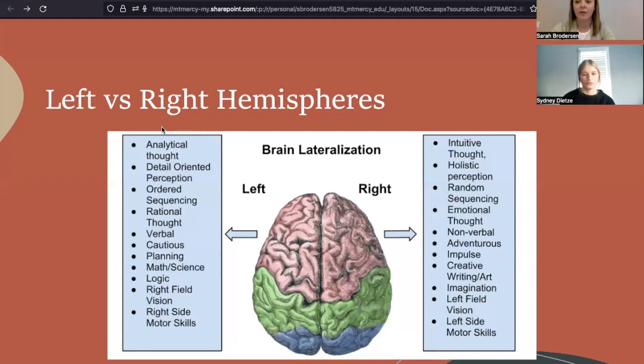So if you were to have a stroke within one of the hemispheres, then the opposite side of the body would be affected. So if we ended up having a stroke on the right side of the brain, then it would actually affect your left side.